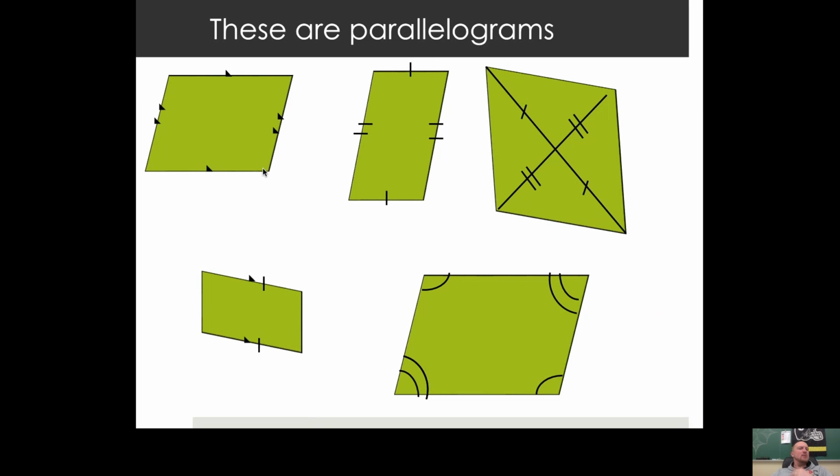Okay, so these shapes are parallelograms. This is the definition of parallelogram. This is that theorem that says opposite sides are congruent. This theorem says the diagonals bisect each other. This one says the opposite angles are congruent. And this one says one pair of opposite sides are both congruent and parallel.